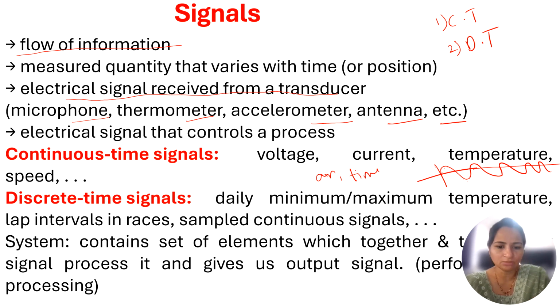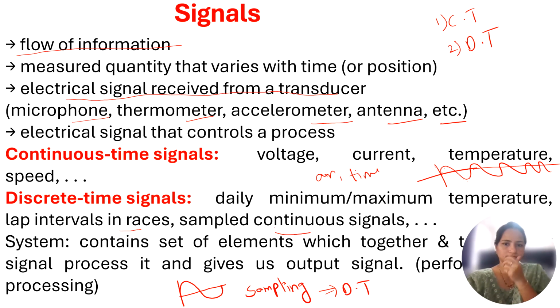as an example, the minimum and maximum temperature at regular intervals. So we sample continuous signals. In terms of discrete, how do we get the discrete time signal? We have a continuous time signal, we apply sampling, and it converts the continuous time signal into a discrete time signal. So coming to the system, first is the signal, a flow of information, and the classification of the signal, that is, continuous time signal and discrete time signal. Then we have the system.